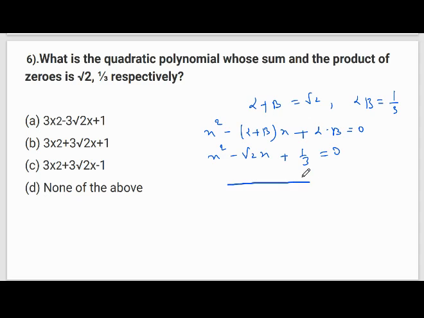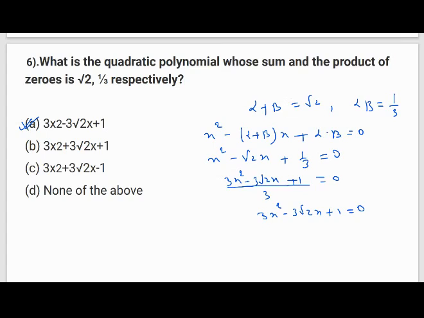So take the LCM 3, and it will be 3x square minus 3 root 2x plus 1 is equal to 0. So we find 3x square minus 3 root 2x plus 1 is equal to 0, and it resembles option 1, 3x square minus 3 root 2x plus 1. So the answer will be A. Okay.